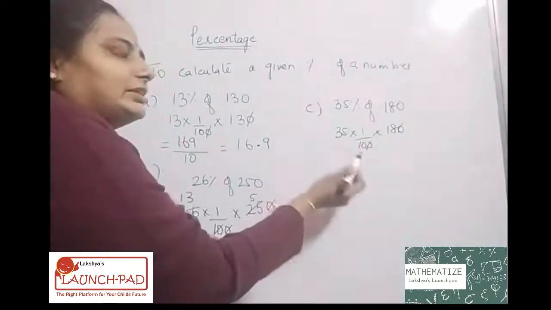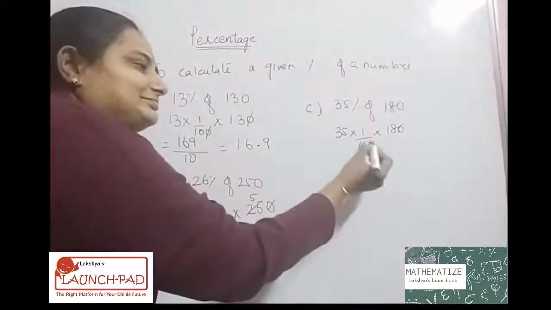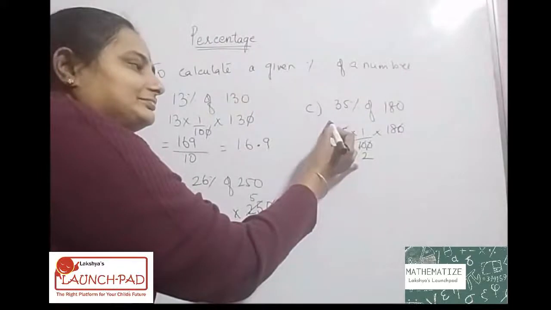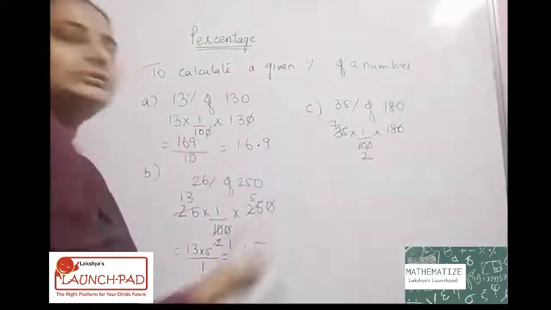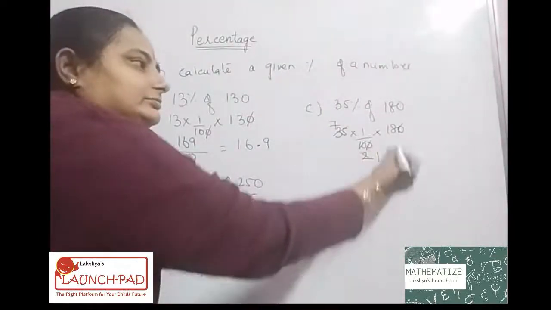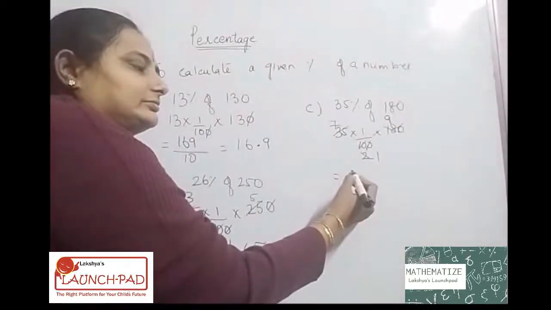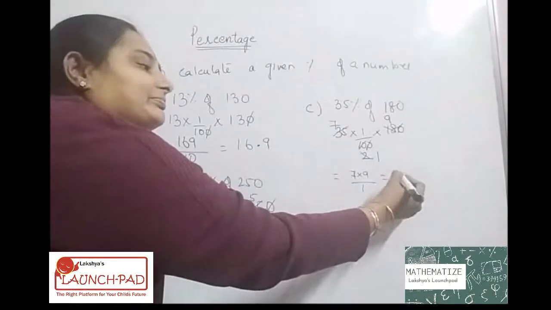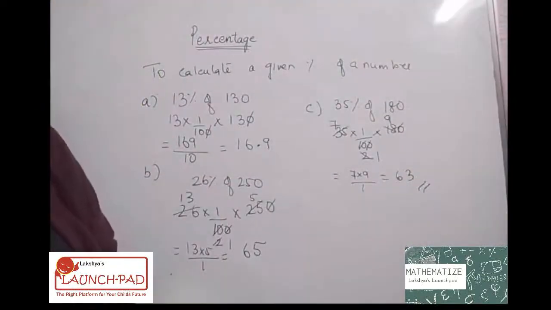So 35 into 1 by 100 into 180. So in 180 the 0 cancels against one 0 of 100. We can cancel 35 and 10, both divisible by 5. 5 twos are 10 and 5 sevens are 35. Now both are even numbers? Yes, ma'am. So 2 ones are 2, 2 nines are 18. So the answer is 7 into 9, 63. 63.0. So you all understood the concept, children?